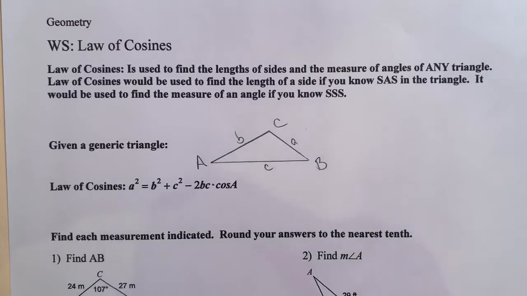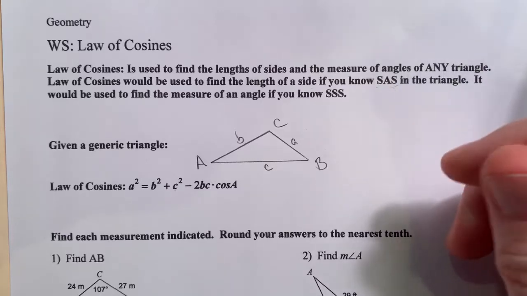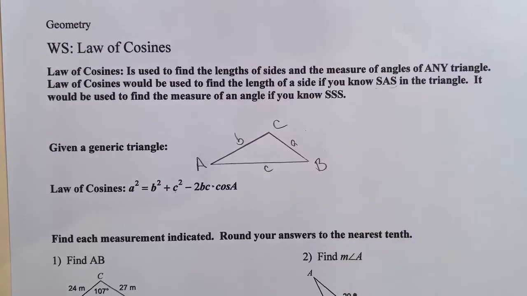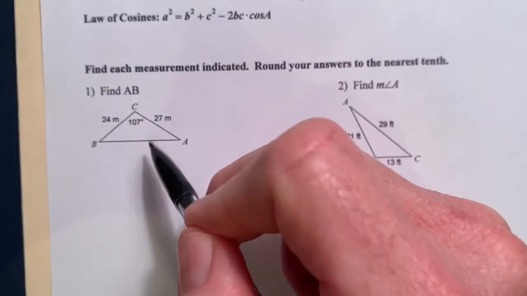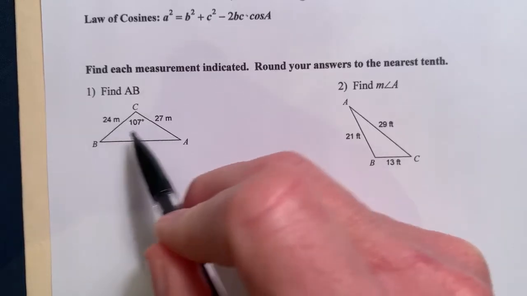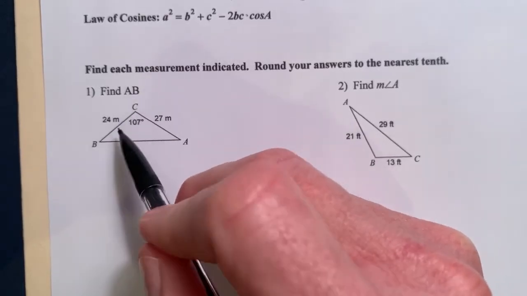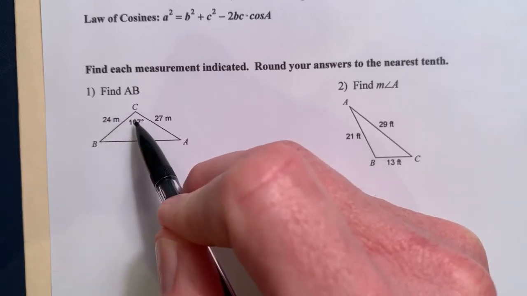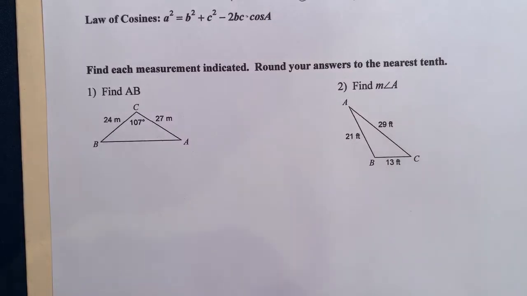We would use the law of cosines to find the length of a side if we know side, angle, side. So what that means is I would use the law of cosines if, for example, I need to find the length of this side, the third side. I can't use the Pythagorean theorem. It's not a right triangle. So to find that, as long as I have the other two sides and the angle that's included between those two sides, so side, angle, side. That's what that means.